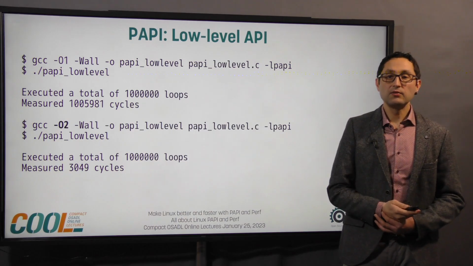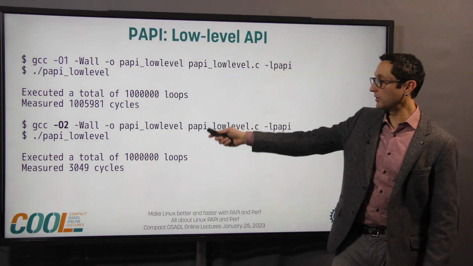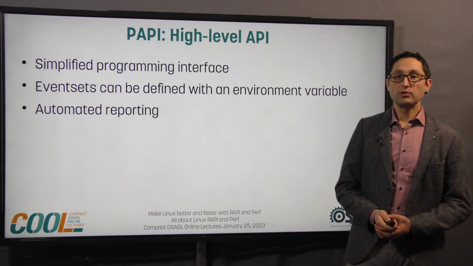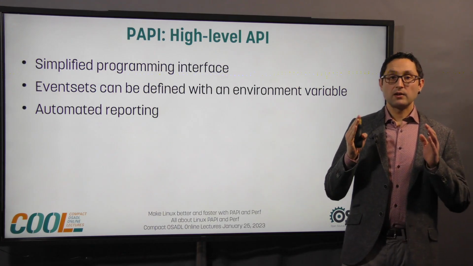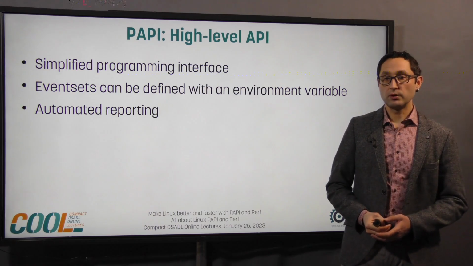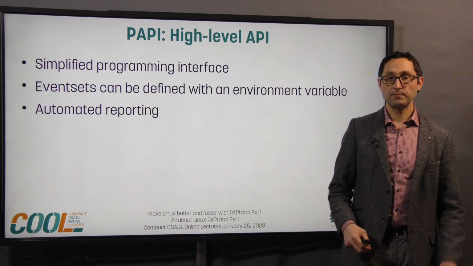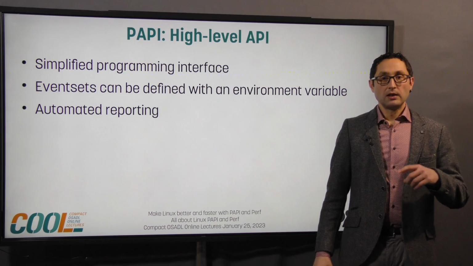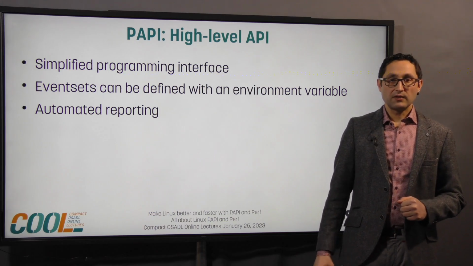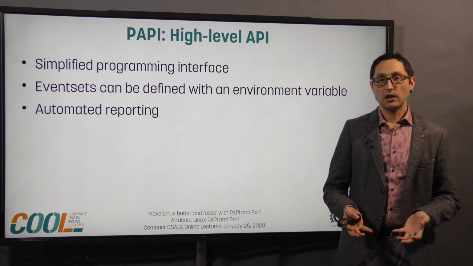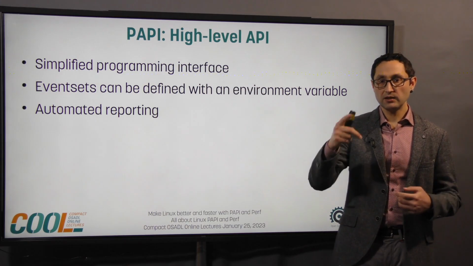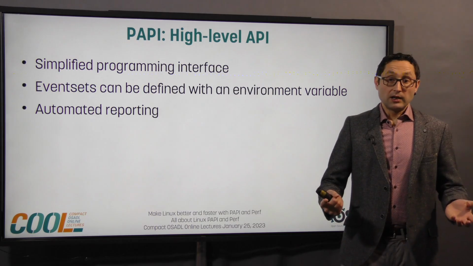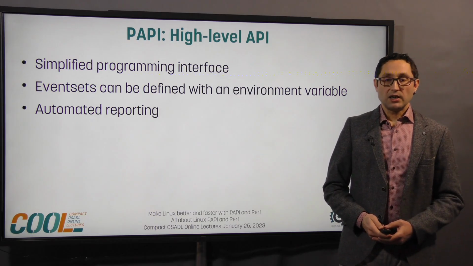And it can be even simpler. For these use cases where you just count common events like the cycles that have been spent, you can even use the high-level API, which has a simplified programming interface. So as you will see, it's way simpler than the low-level API. You have not that much influence on how the profiling is being done, but it's way simpler. You have flexibility because the event sets are not defined within the code. They are defined in an environment variable. And you do not have to take care of the reporting. This is done automatically. Let's translate the given example to the high-level API.